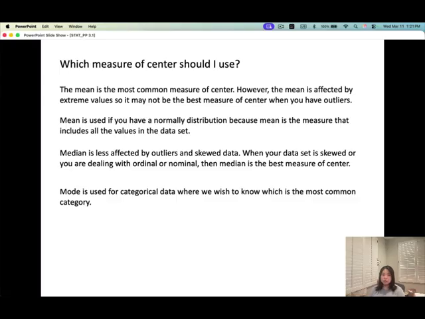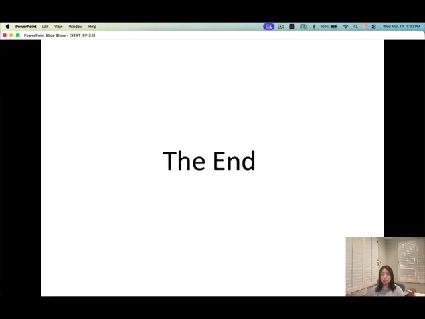For the mode, we always use it for categorical data. But other than that, we may not use it often. That's it.